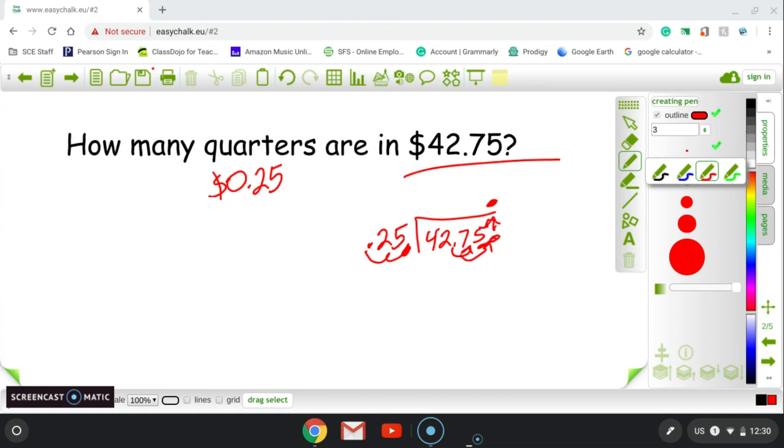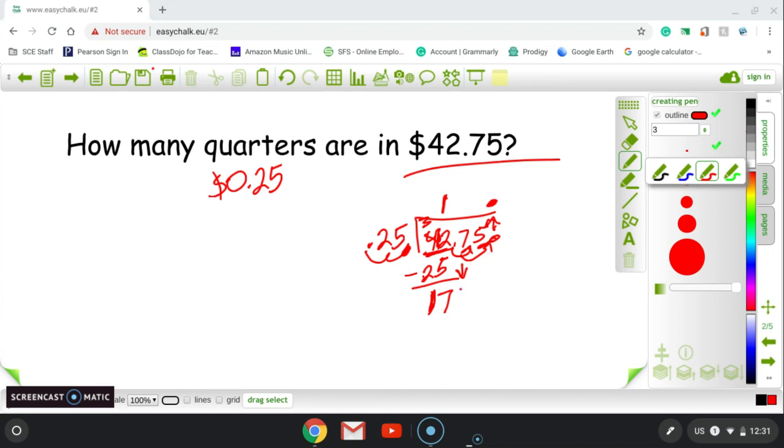Will 25 fit into 4? No. Will it fit into 42? Yes, it will fit into 42 one time. And I can subtract 42 minus 25. 2 minus 5 you cannot do. If you don't believe me, hold up 2 fingers and try to get rid of 5 of them. So we need to change our 4 to 3 and regroup this to 12. 12 minus 5 is 7. 3 minus 2 is 1, so 17. Check your work. See if you had 17 at this point.